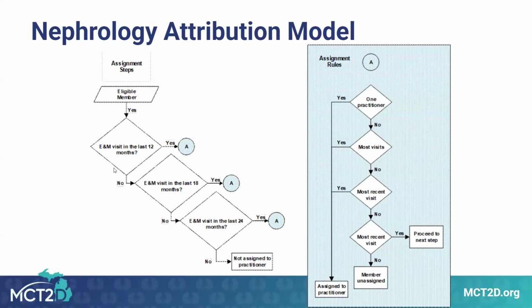If none in 12 months, it looks if there was one in 18. And then if not, if there was one in 24 months. If a patient hasn't been seen in 2 years, they're not going to be assigned to a practitioner. And then once a patient has been identified to have had a visit, it goes to this next blue box that has the assignment rules.